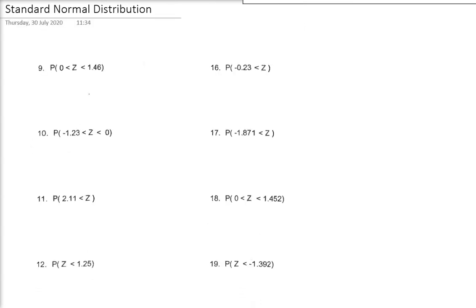So these are the standard normal distribution. By that I mean you've got a mean of 0 and a standard deviation of 1. So you just still use those tables. So if this is your question, what you've got to do first is always draw yourself a little sketch. Draw yourself the mean of 0 and the standard deviation of 1. So always write those down.